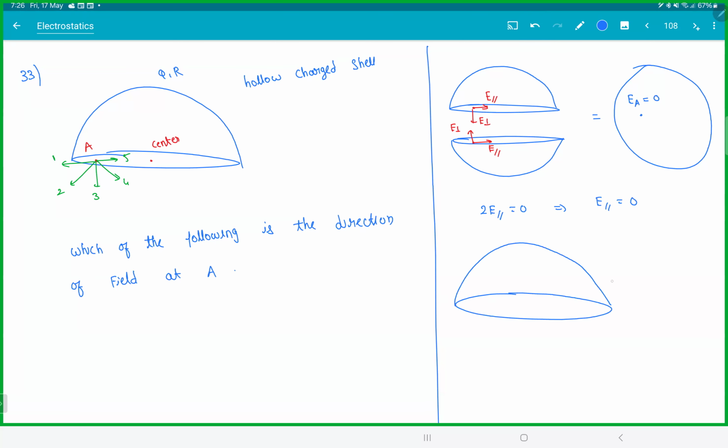So if you take a hollow sphere, all the points will have the field in the same direction. Magnitude is different. Magnitude we can't calculate. That is actually more messed up because there's no symmetry. Clear? Easy proof, but it's a good one. Any doubts on this? Great. Let's see one more like this.